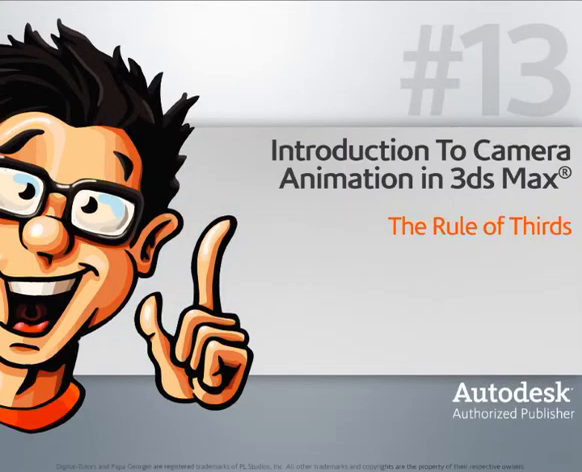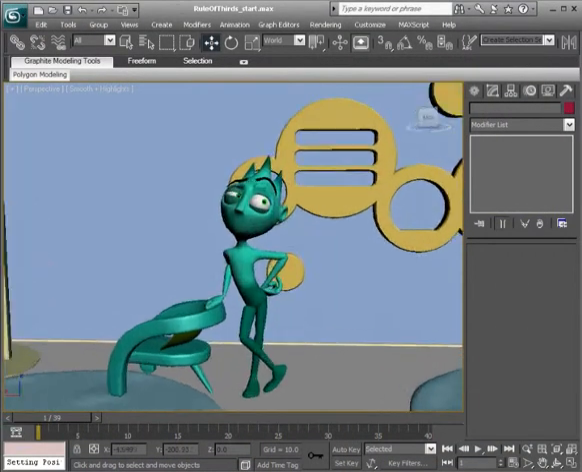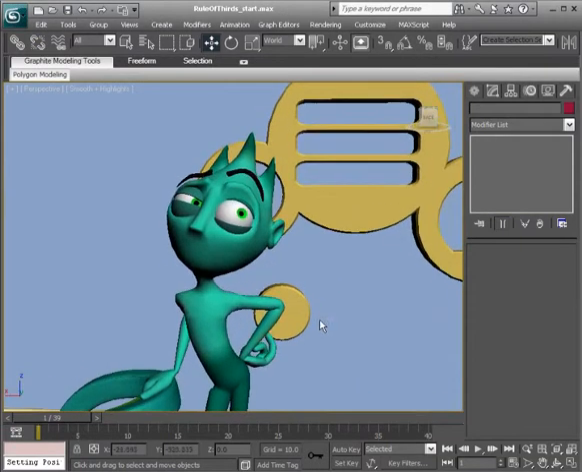When framing our characters or objects of interest, we want to consider the rule of thirds, which will help the audience know what to pay attention to in our scene. Let's say we were given the task of framing our character. Now, what would be the best approach?